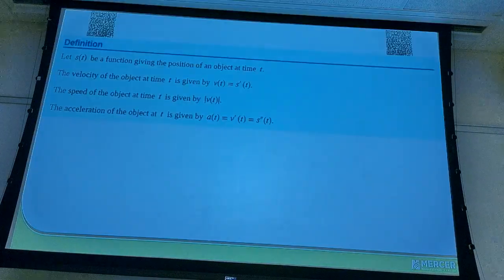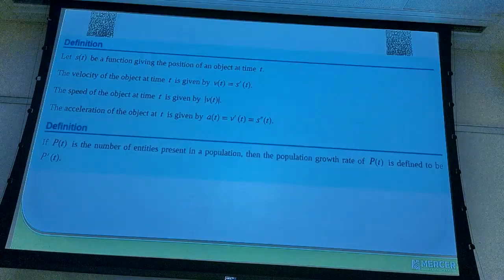P of t represents the number of entities in a population. Population growth rate is P prime. Something that's very common with population is the idea of exponential growth, like bacterial colonies growing. We also have population growth in general of a city, a country, things like that.